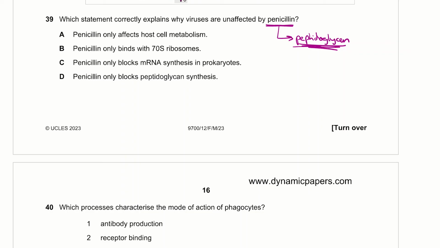A, penicillin only affects host cell metabolism. This is incorrect. It does not impact the metabolism. B, penicillin only binds to the 70S ribosomes. This is also incorrect. C, penicillin only blocks mRNA. This is also incorrect. D, penicillin only blocks peptidoglycan synthesis. So this is correct, and the answer is going to be D.